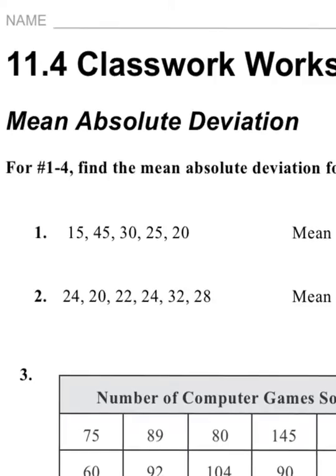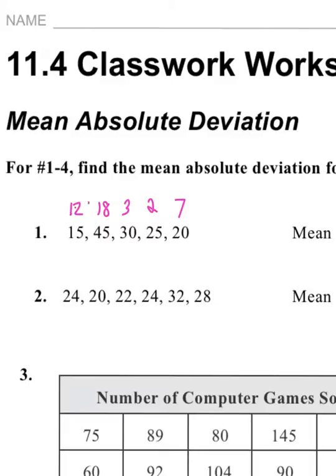So in the first one, 27 minus 15 is 12. 45 minus 27 is 18. 30 minus 27 is 3. 27 minus 25 is 2. 27 minus 20 is 7. That's step 2. And last, step 3, find the mean of those numbers I just wrote down.